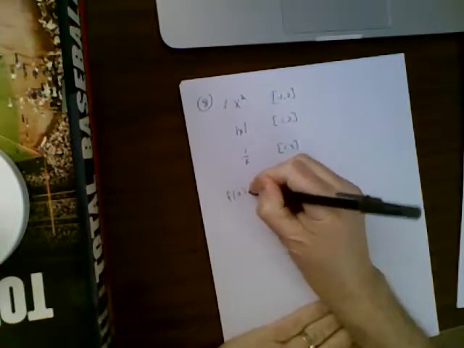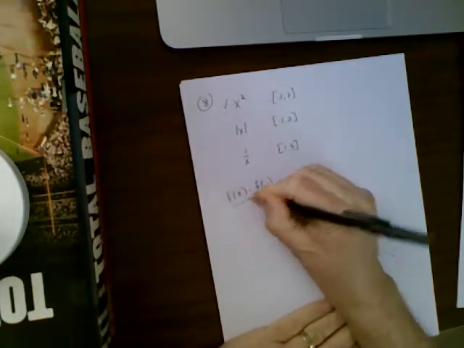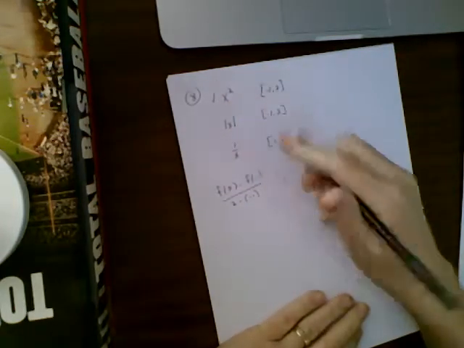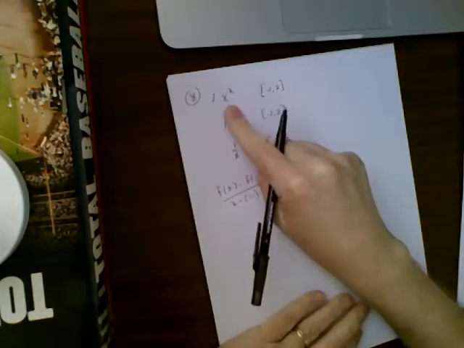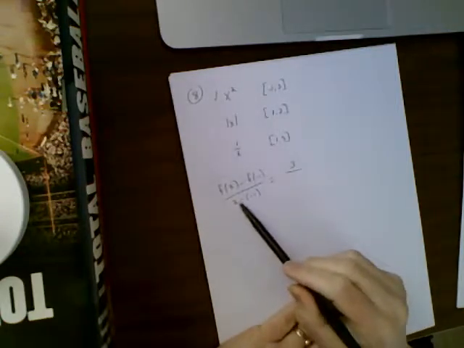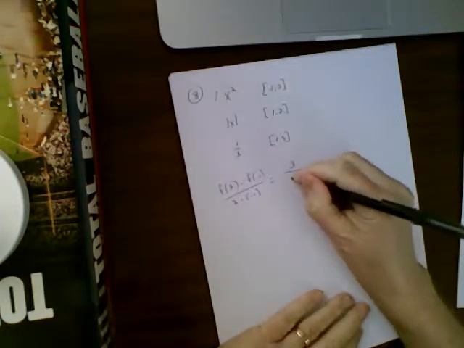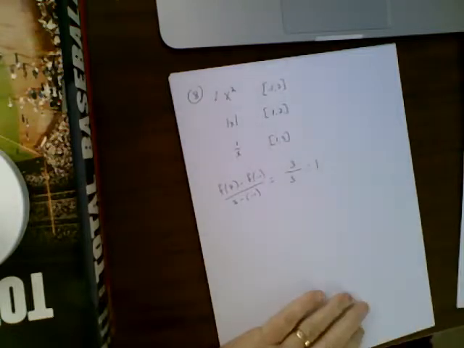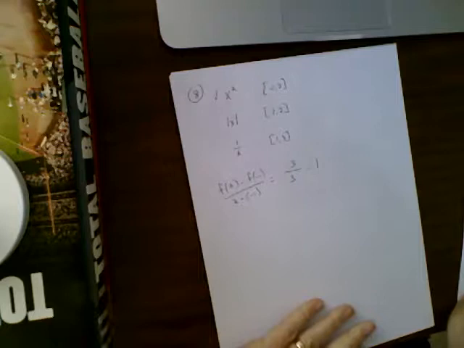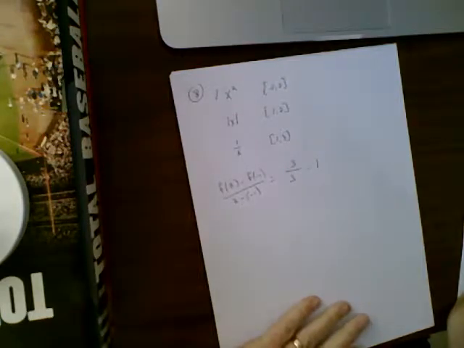So for the first one here, look at f of 2 minus f of minus 1 over 2 minus minus 1. This is the average rate of change here. So this is going to be 4 minus 1, which is 3, over 2 minus minus 1, which is 3. So the average rate of change of this function on the interval from -1 to 2 is 1. Again, if I did all the arithmetic right.